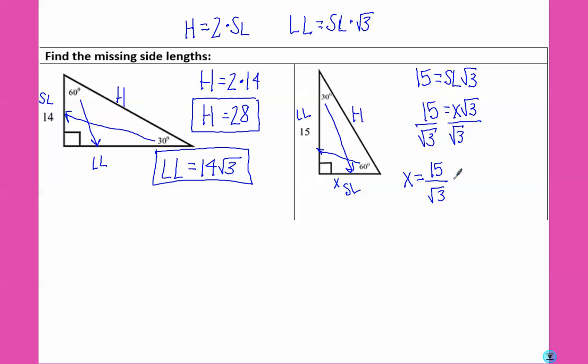We can't have a square root in our denominator, so we're going to multiply top and bottom by the square root of 3. And we get 15 square roots of 3 over 3. And then we need to simplify our fraction, so x equals 5 square roots of 3, which is equal to our short leg.